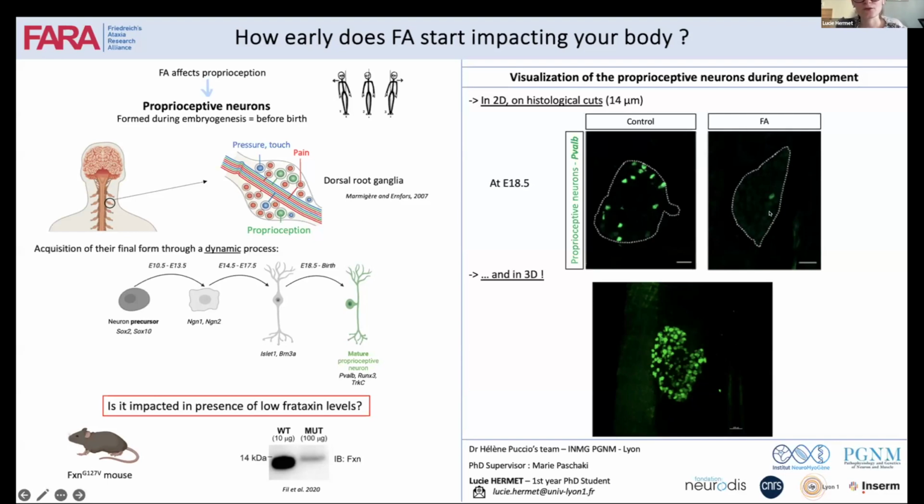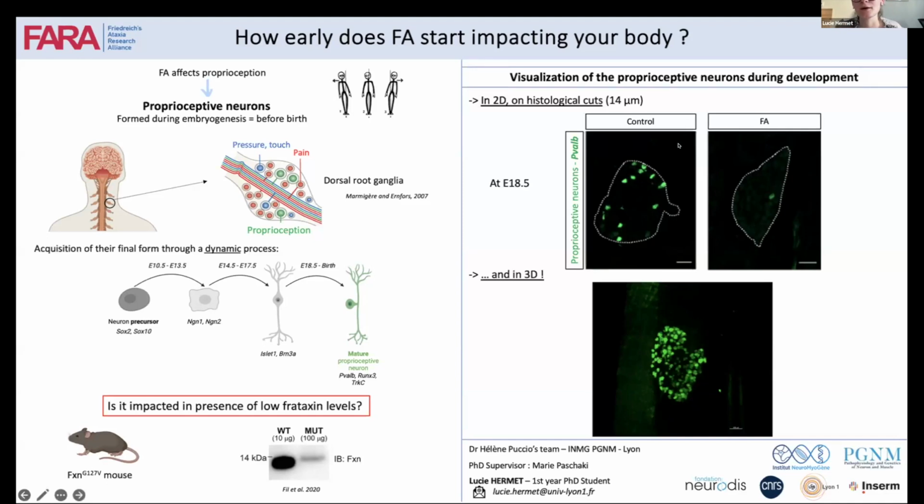But in an FA context, there is a huge reduction of these green spots, so the proprioceptive neurons, showing that there is something that is happening to the proprioceptive neurons during the development, so before birth.